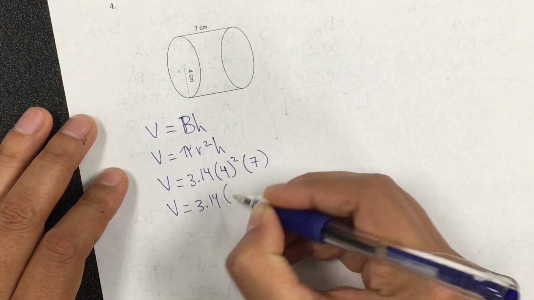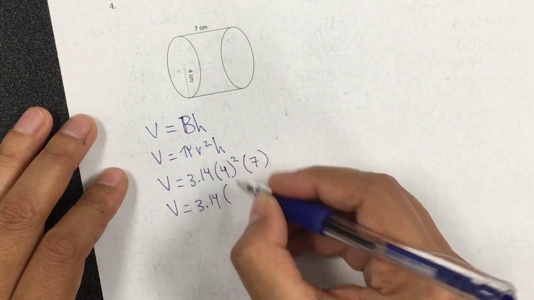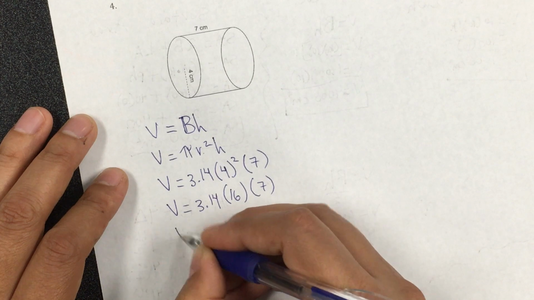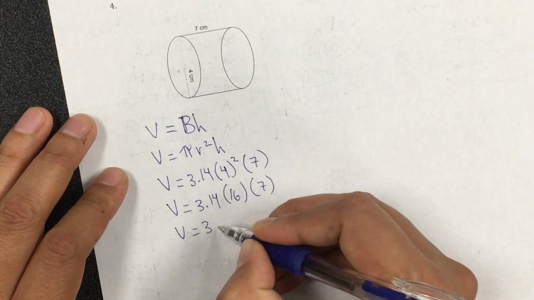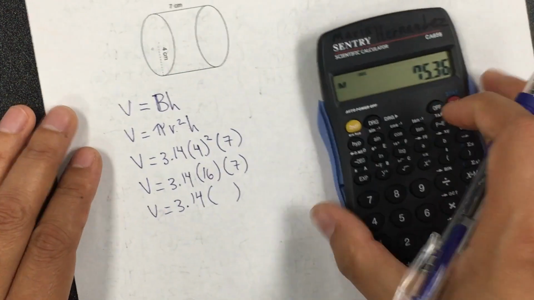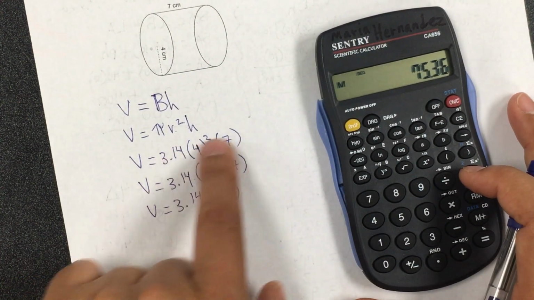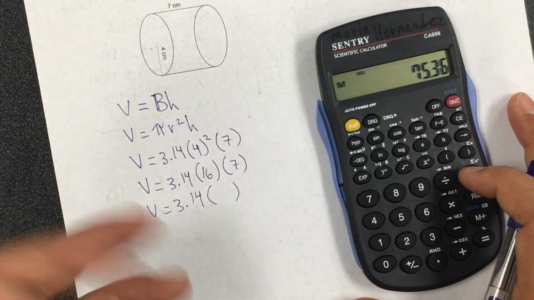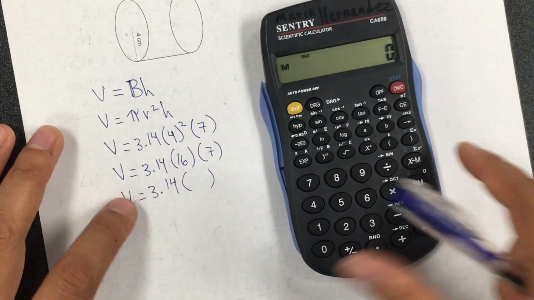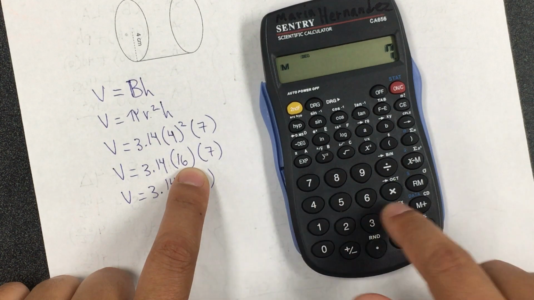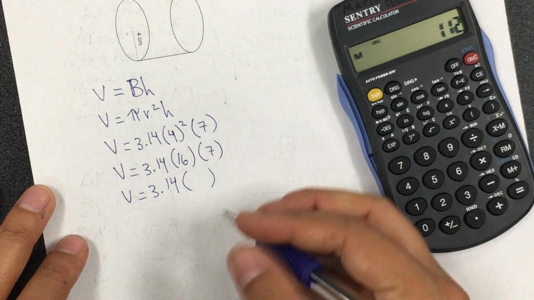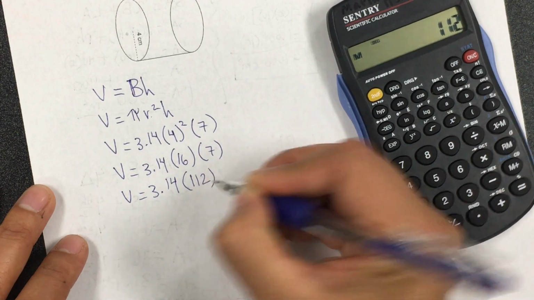3.14 times 4 squared, which is 4 times 4, is 16. And then times 7. 3.14 times, again, you probably do this in the calculator and it'll take you to the answer, but I'm doing it step by step in case you are asked to do that.